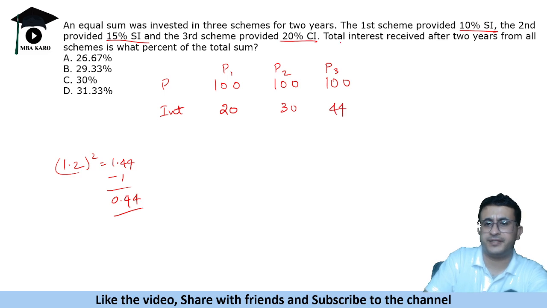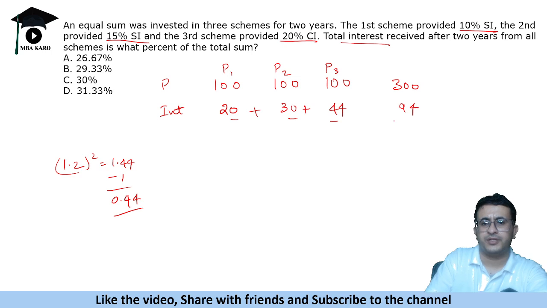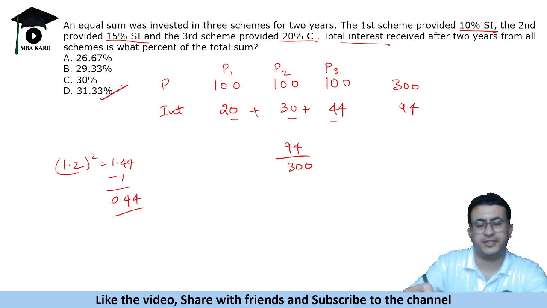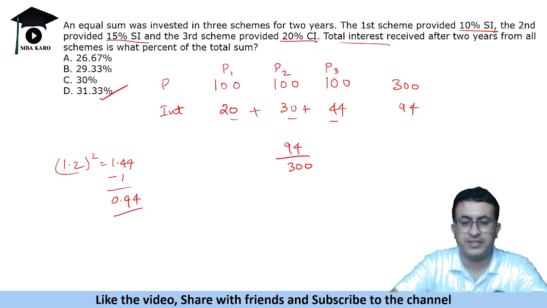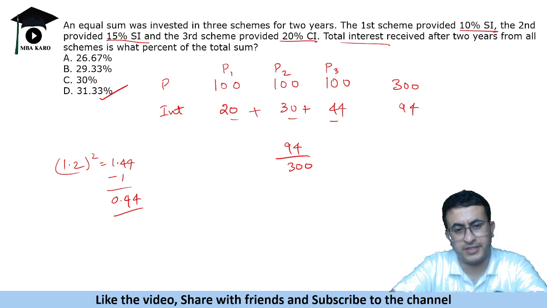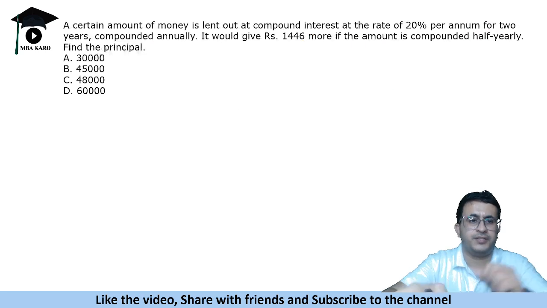It says the total interest received from all schemes. So he invested 300 and how much in interest is he getting? 94 rupees. So 94 by 300 is 31.33%. Very simple question, just use of percentages. Alright, let's look at the next question.